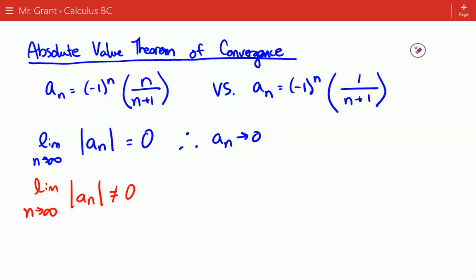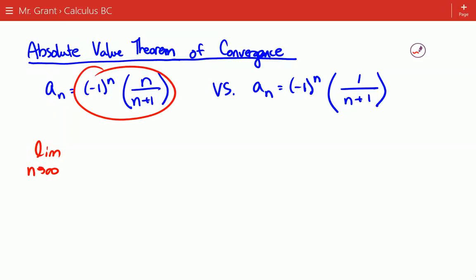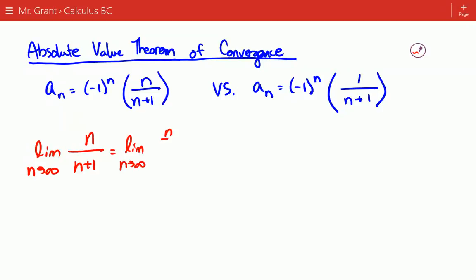Okay, so let's take a look at these 2 examples here that I've prepared. We're going to take the limit as n gets infinitely large of the absolute value of this first equation. Well, the absolute value of negative 1 is just going to go away. It's just positive 1. So really we're just looking at the limit as n goes to infinity of n over n plus 1. We can divide by the largest exponent again, which becomes the limit as n goes to infinity of 1 over 1 plus 1 over n. Plugging in an infinitely large thing will make a term go to 0, and we get 1.